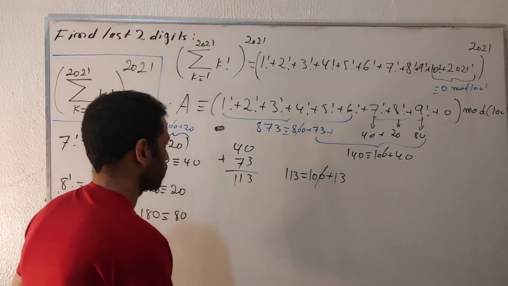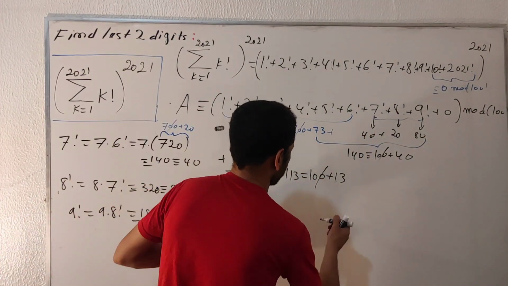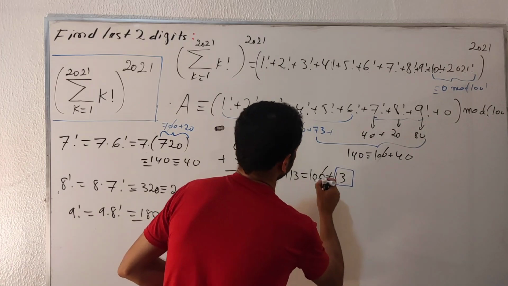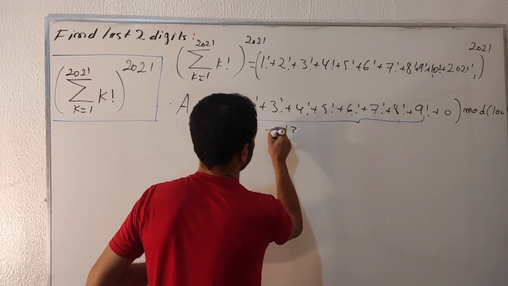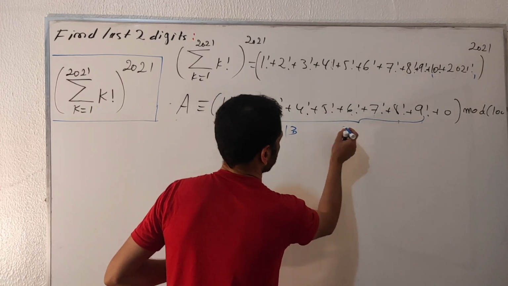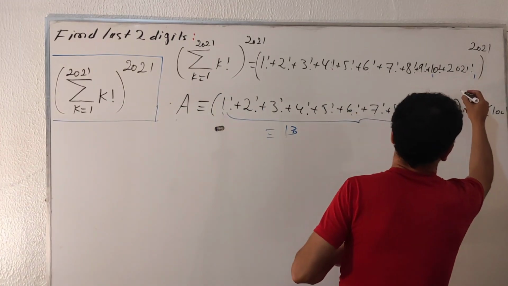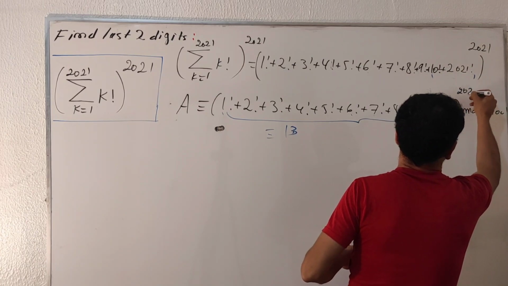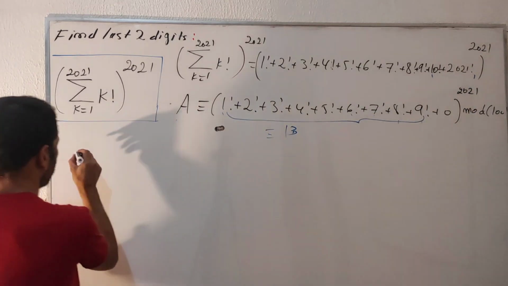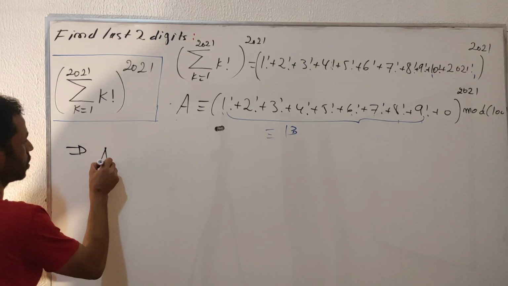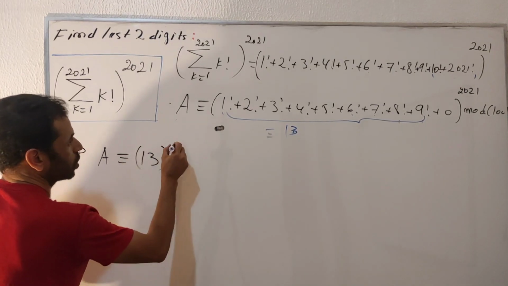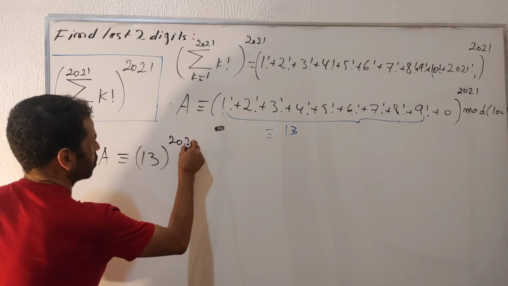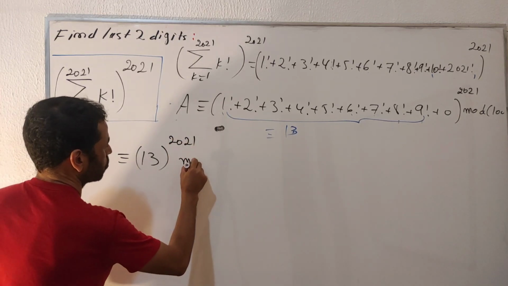Now let's take this value as a remainder and replace it here with 13 mod 100, all raised to 21. Now I get capital A is congruent to 13 all raised to 21, mod 100.